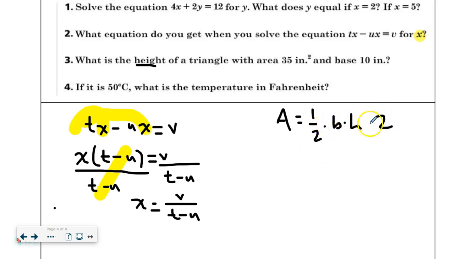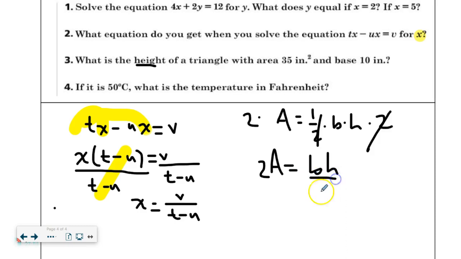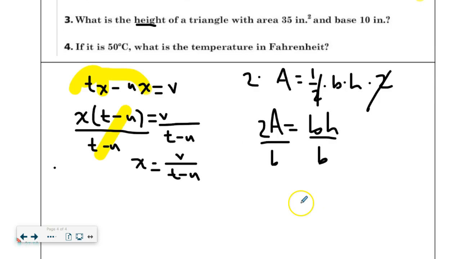So typically I'm going to go ahead and reorganize this in terms of h. Multiply both sides by 2 to get rid of that. That gives me 2a equals bh. Divide both sides by b to get it away from the h. So what that gives me is h equals 2a over b.